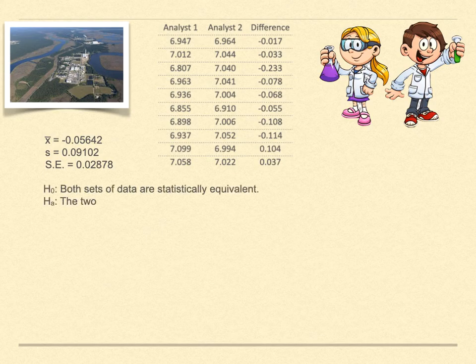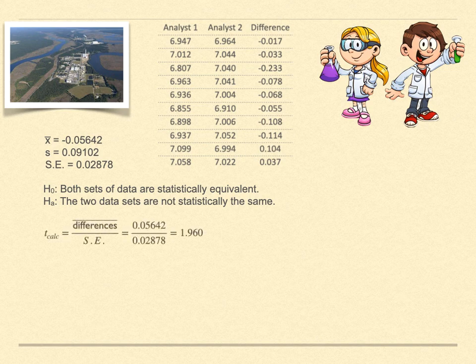The null hypothesis is that the 2 data sets are statistically equivalent and that your work is not affected by any additional sources of error. The alternate hypothesis is that there is an additional problem that is causing the 2 experiments to produce statistically inequivalent results. We calculate a t-value for this data set, which is just the average of the differences divided by the standard error. Its value turns out to be 1.960.